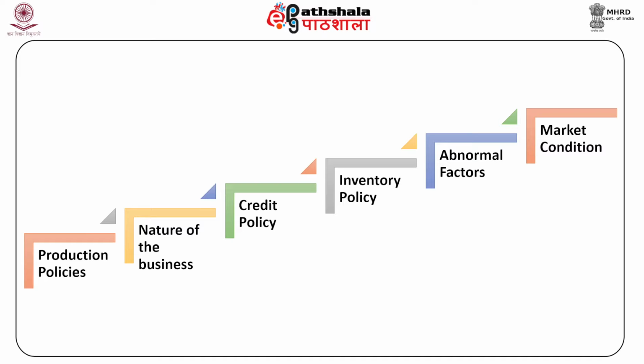Number 5, abnormal factors. Factors, for example, strikes and lockouts require more working capital. In recessionary conditions, a higher amount of finished goods remain in stock. Similarly, if there is inflation in the economy, more working capital will be required for maintaining the same amount of current assets.